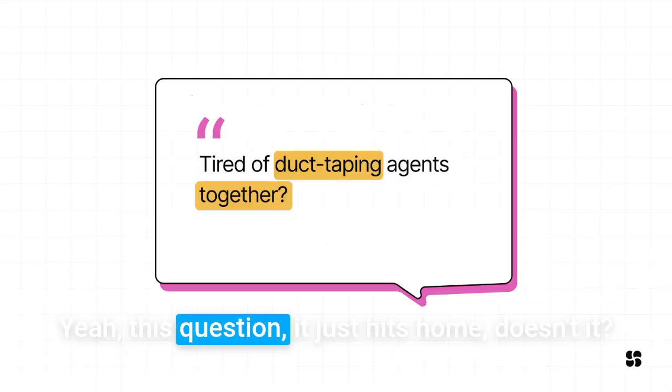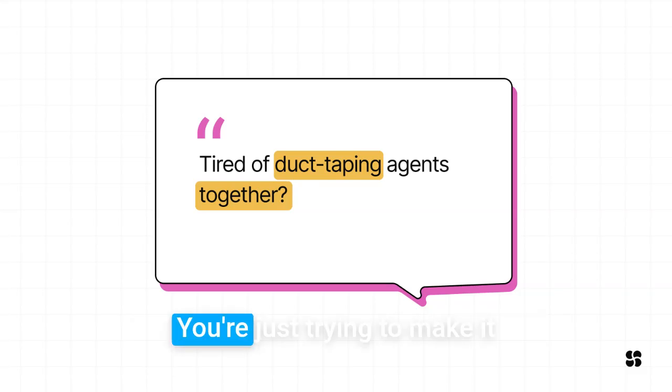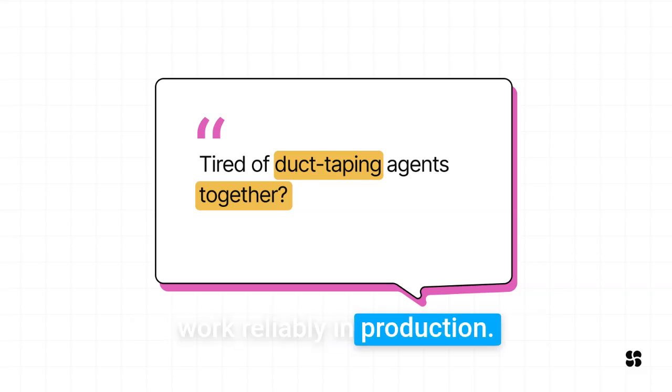Yeah, this question, it just hits home, doesn't it? Tired of duct-taping agents together? We've all been there. You're trying to glue together a large language model, your own custom tools, maybe some safety checks. You're just trying to make it work reliably in production. And let's be honest, it's messy. It's a massive time sink.